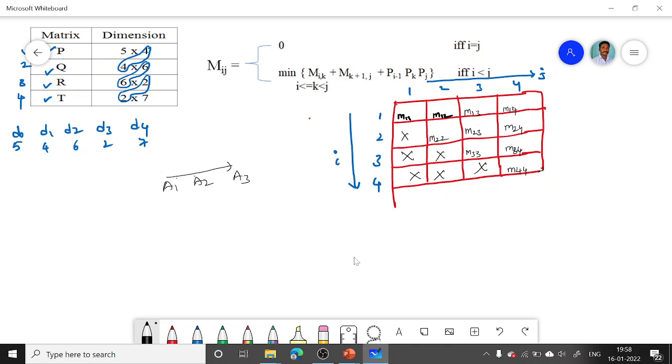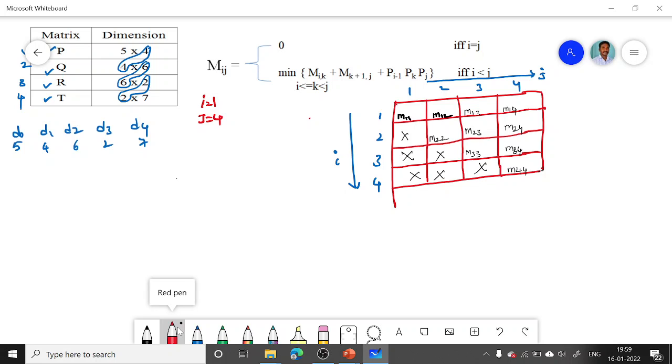Okay. So we will find the matrix multiplications needed for 1 4. Here the number of matrices are 4. We want to find the matrix multiplications for 1 4. So nothing but our I is 1 and j is 4.